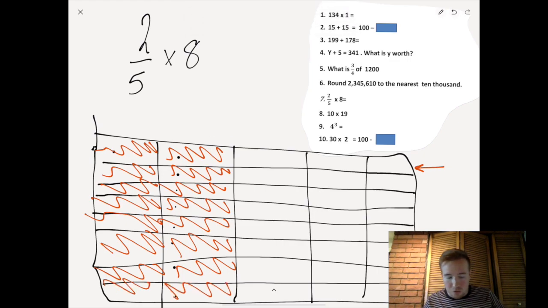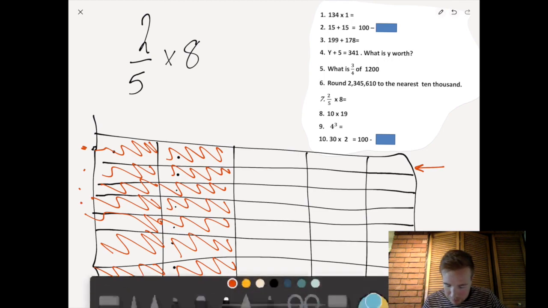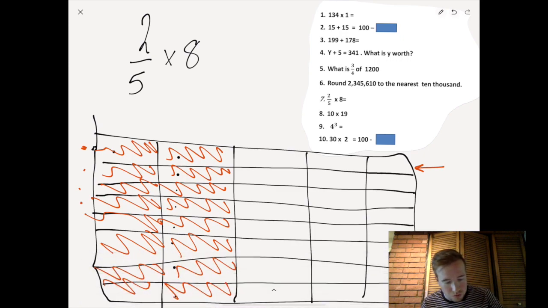So I've taken my original 2/5 and I've multiplied it by 8. So I've got that original 2/5, then I've got another one, another one, another one, and so on and so on. And I've got 8 groups of it. 8 groups of 2/5. So then all I need to do is count up how many fifths I've got in total. I've got 1, 2, 3, 4, 5, 6, 7, 8. Okay, so I've got 16 fifths now.